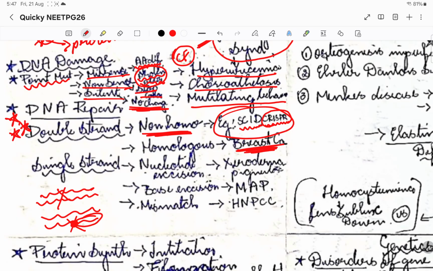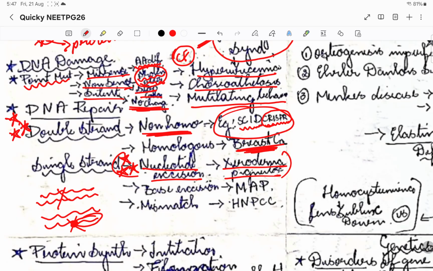So if there is damage, then there are three types of repair: nucleotide excision, base excision, and mismatch repair. If there is a defect in these repair mechanisms, it leads to disease. If nucleotide excision repair is defective, it causes xeroderma pigmentosa. Note this down, this is the question that was most commonly asked. Nucleotide excision repair is xeroderma pigmentosa.